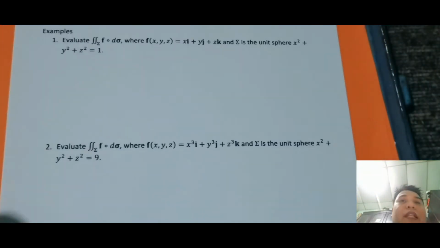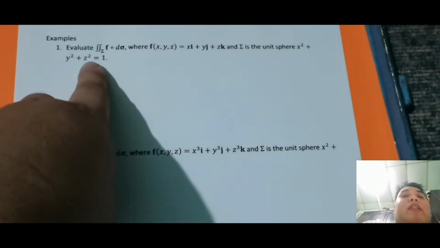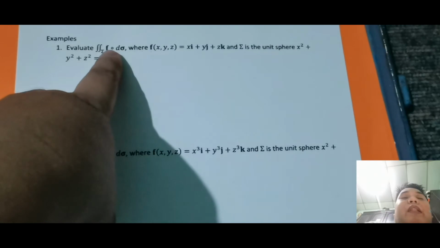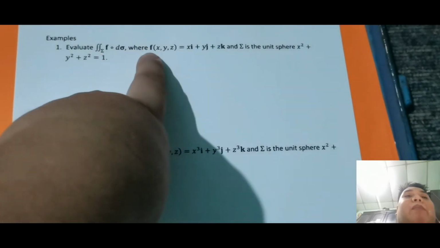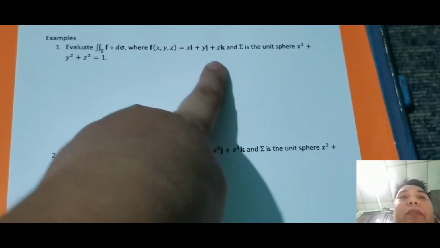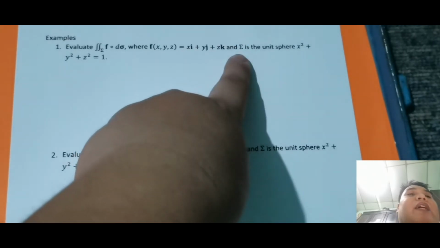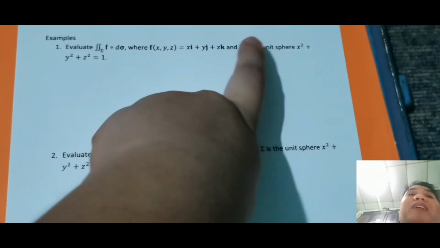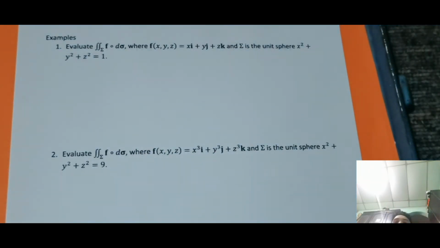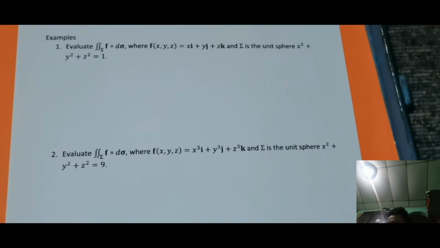So pasok tayo dito sa example. Medyo mabilis lang din talaga tong video na to. So let's have an example. Evaluate the double integral along the region sigma or the surface sigma of f dot d sigma, where f of x comma y is x sub i plus y sub j plus z sub k is a vector field. Alam natin vector field yan. And sigma is the unit sphere. So again, yung sigma daw natin is the unit sphere. x squared plus y squared plus z squared is equal to 1.